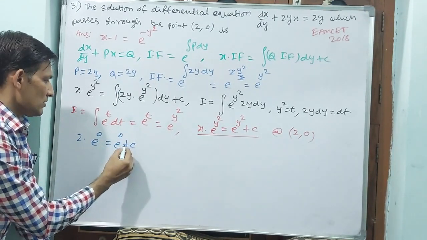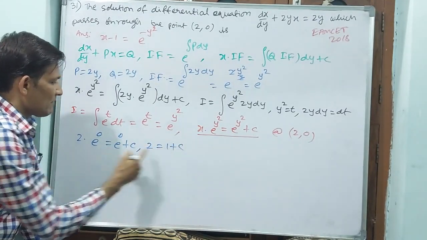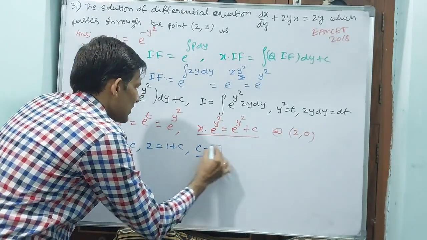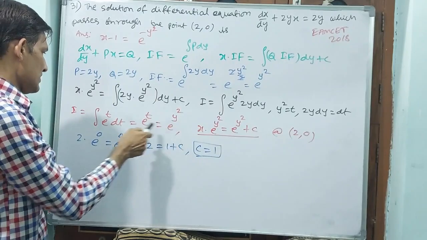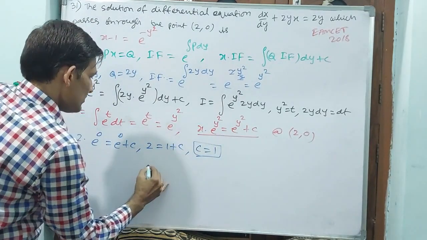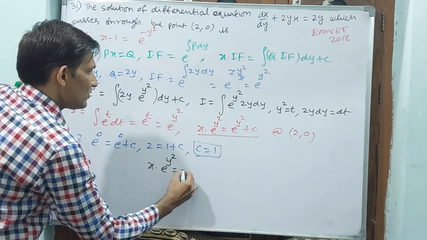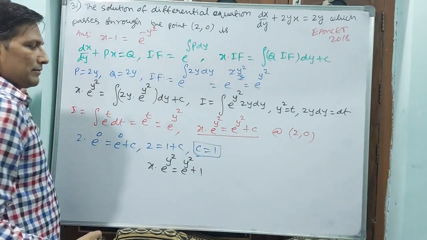1 into 2 is 2. So 2 is equal to 1 plus c, because e power 0 is 1. That means c is equal to 1, 2 minus 1. This 1 you substitute again in this. Write that: x into e power y square is equal to e power y square plus 1.